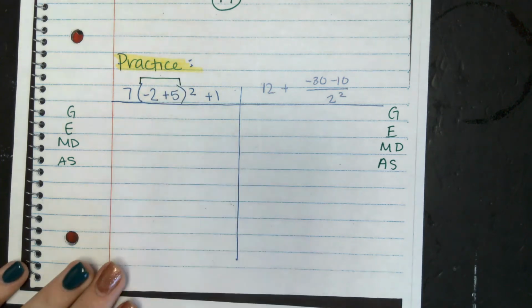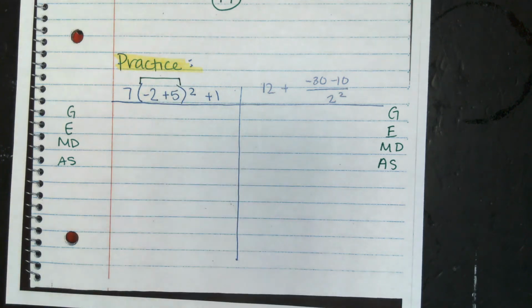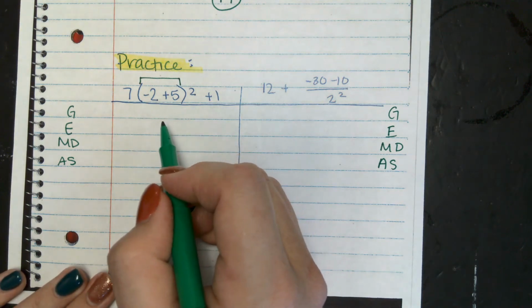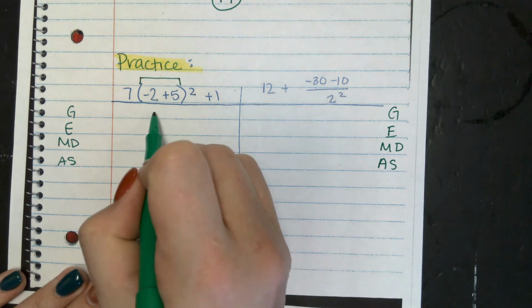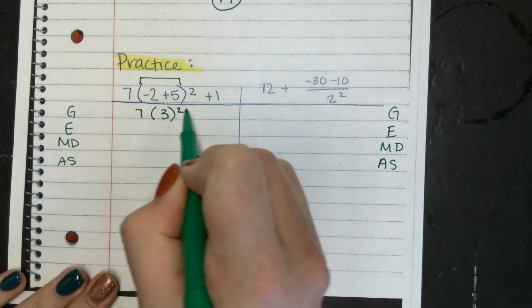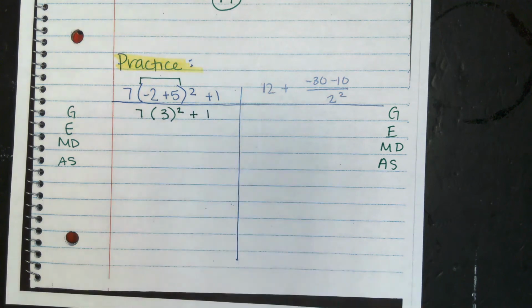We're going to go negative 2 plus 5 first. Okay, and negative 2 plus 5 happens to be 3. So I'm going to have 7 parentheses, 3 squared plus 1. I'm reducing my expression one piece at a time.